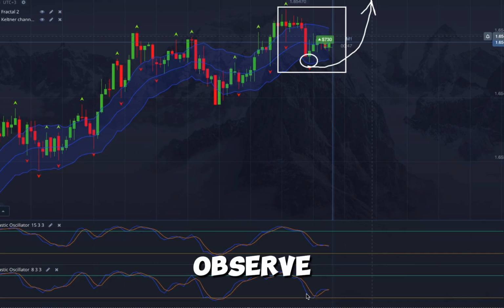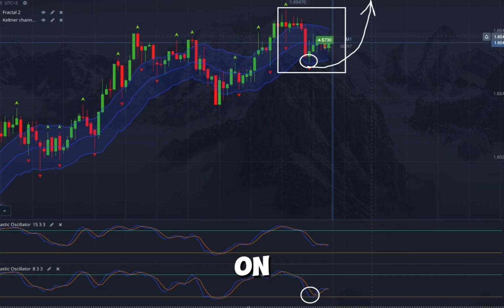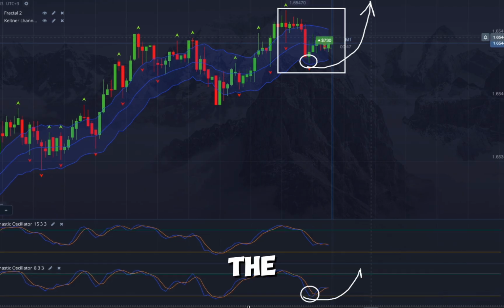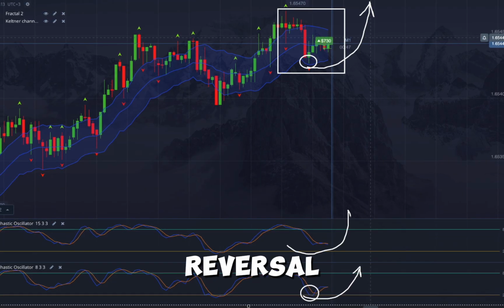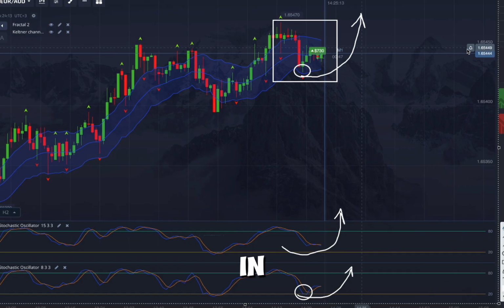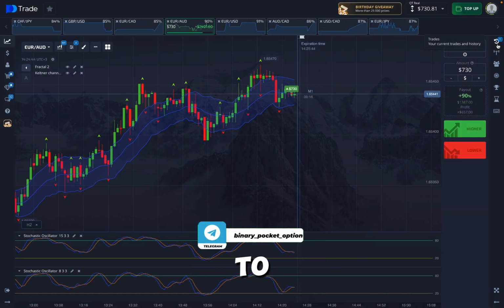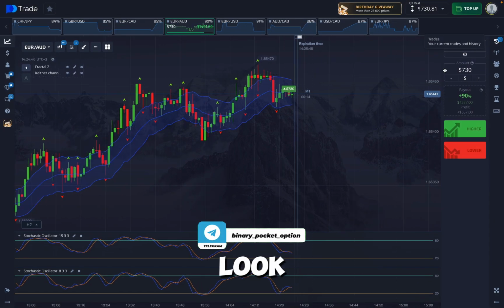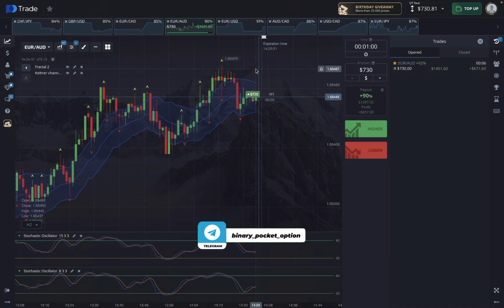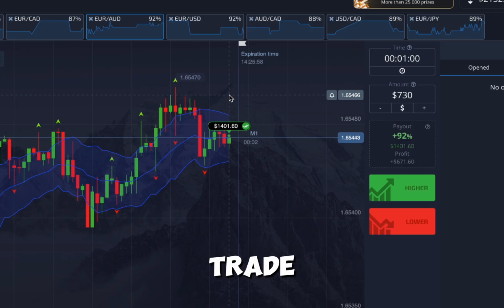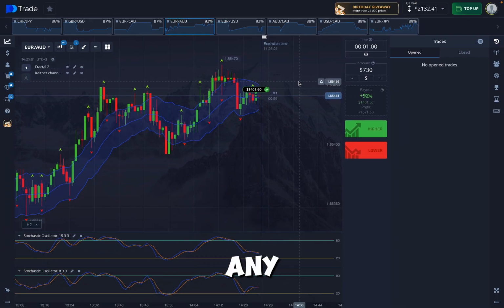I also observed the exit from the oversold area on one of the oscillators, and on the second oscillator, I observed the reversal of moving lines. In general, not a bad signal to open a trade on the rise. Let's look at the result of this trade. And the second trade also closes in the plus without any problems.